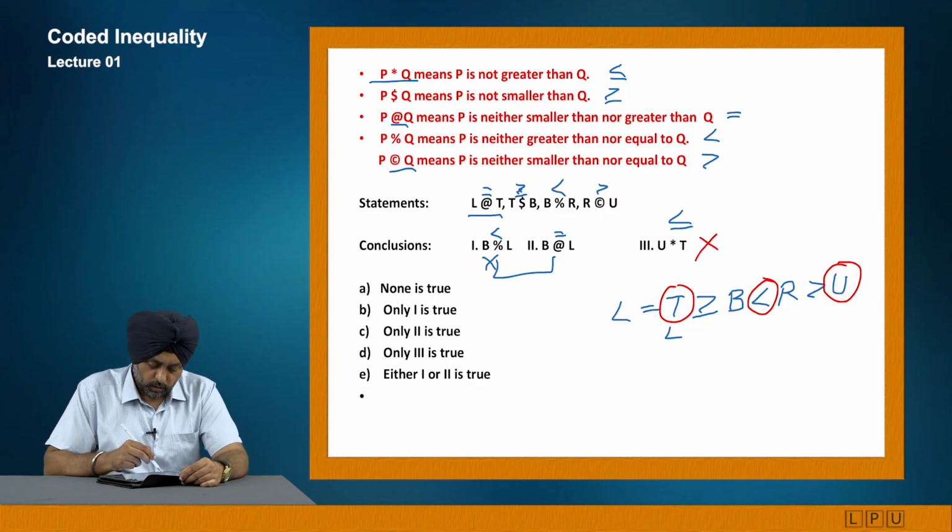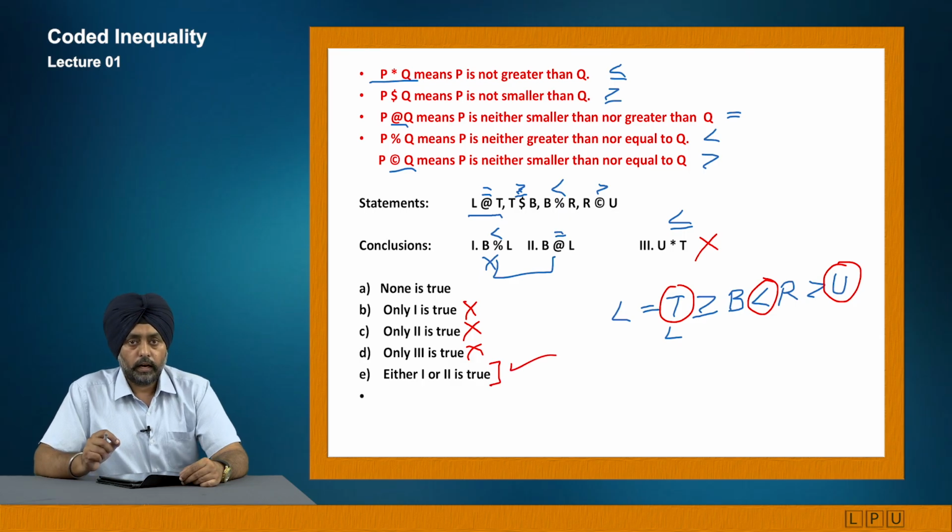First, only 1 is true? No. Alone 1 is not true. Only 2 is true? No. Only 3 is true? This is definitely false. Either 1 or 2 is true? Yes, this is right. Either 1 or 2 will be definitely true. I hope you got it.